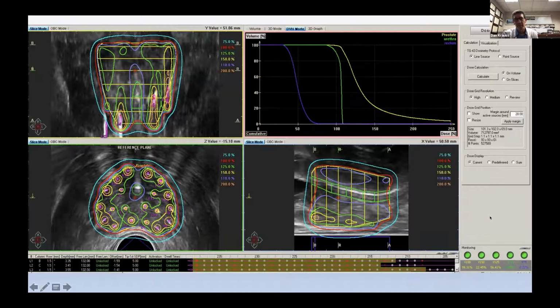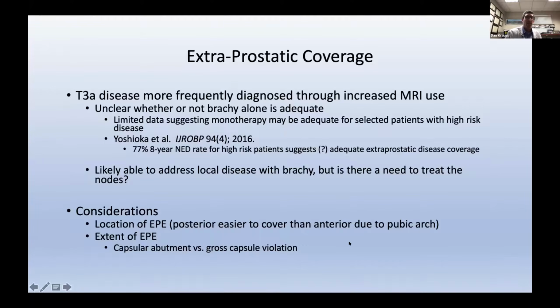This is in the Elekta Oncentra program. It's got this sort of nice stoplight feature where you can put in your own treatment planning goals and constraints, and if you meet them, they show up green. If you're in your deviation acceptable range, they're yellow, and if you exceed what you specify, they come up red. I'll say a couple things about covering extraprostatic disease with brachytherapy.